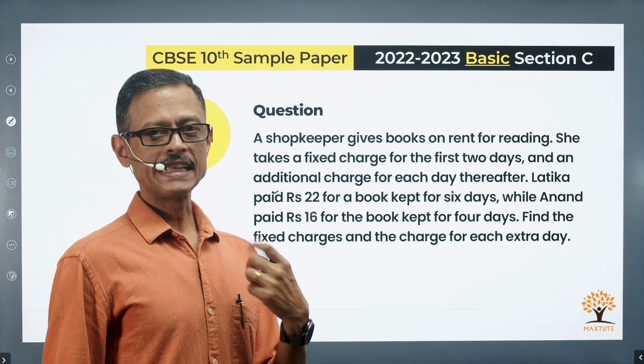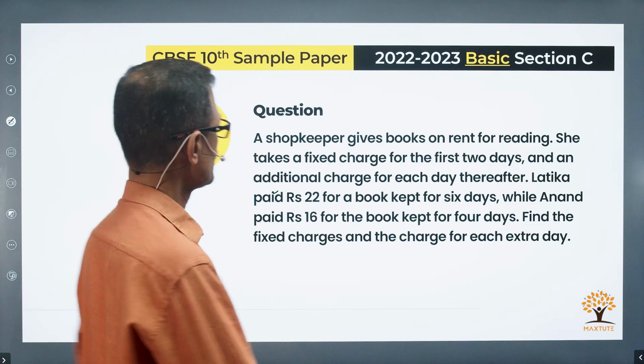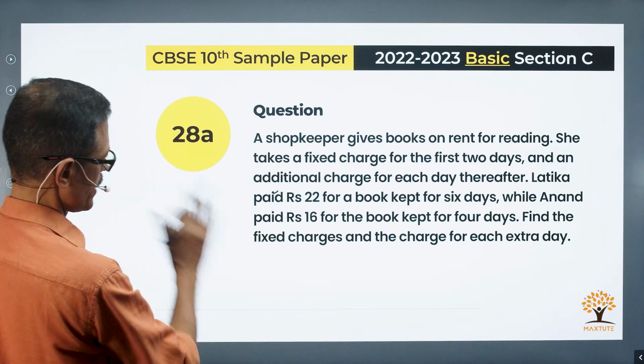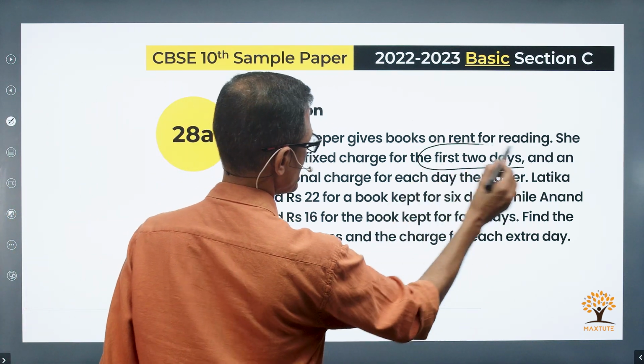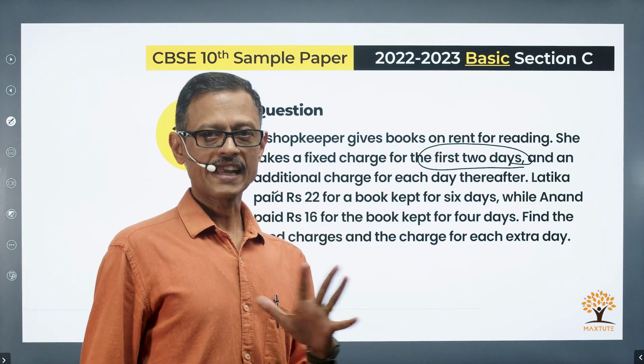Question 28 has got an internal choice. We're going to be looking at the solution for both these choices in the same video. A shopkeeper gives books on rent for reading. She takes a fixed charge for the first 2 days. This is very key information, and an additional charge for each day thereafter.